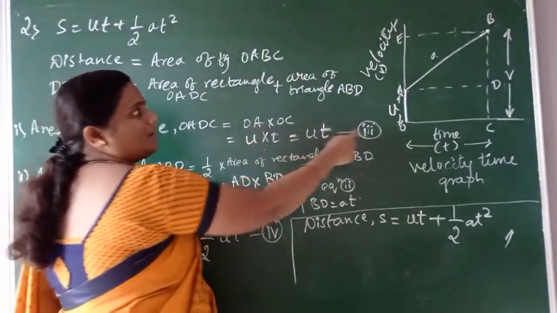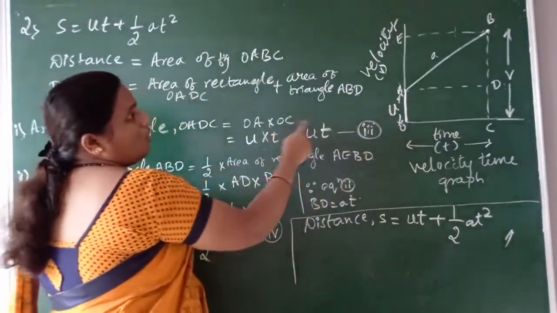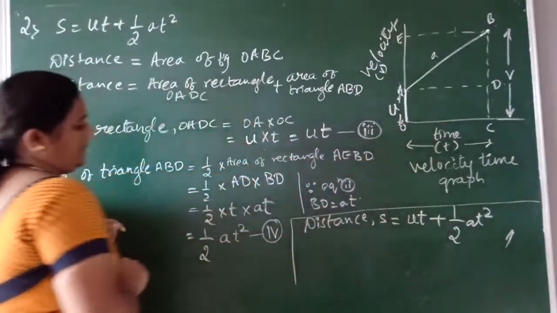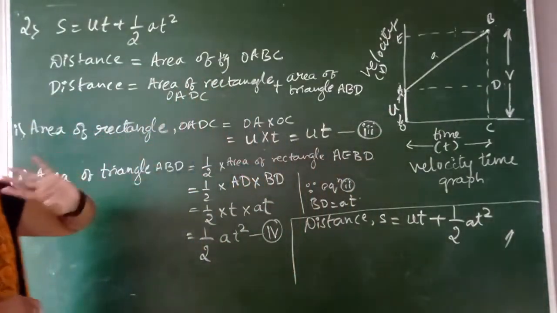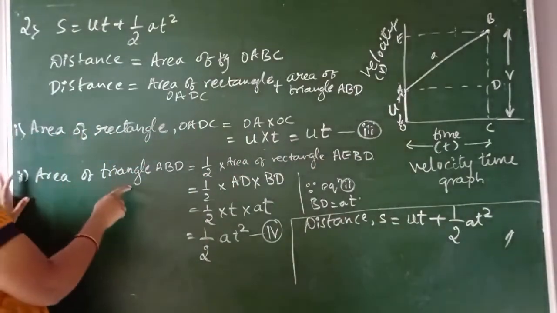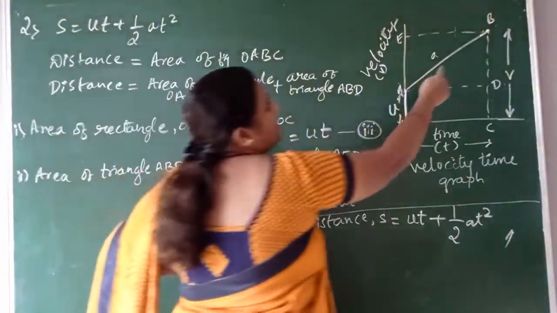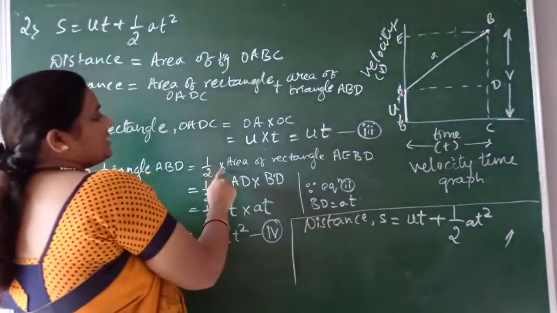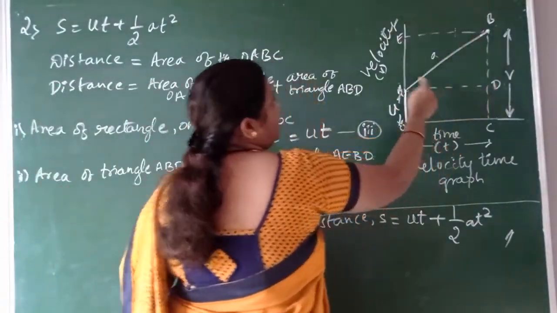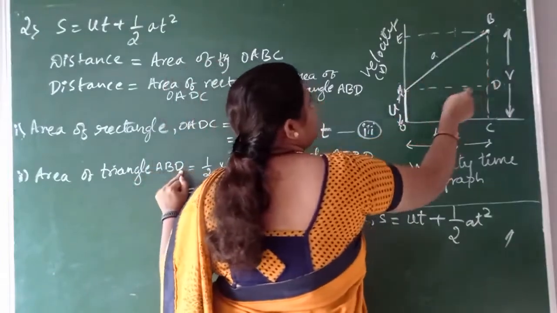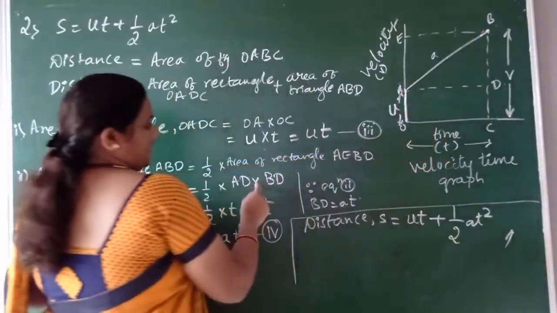Here OA is nothing but the initial velocity U, and OC is nothing but the time T. This is the rectangle OADC, whose area we will find as UT. Then the area of the triangle ABD is half into the area of the rectangle, length into breadth, BD into AD.